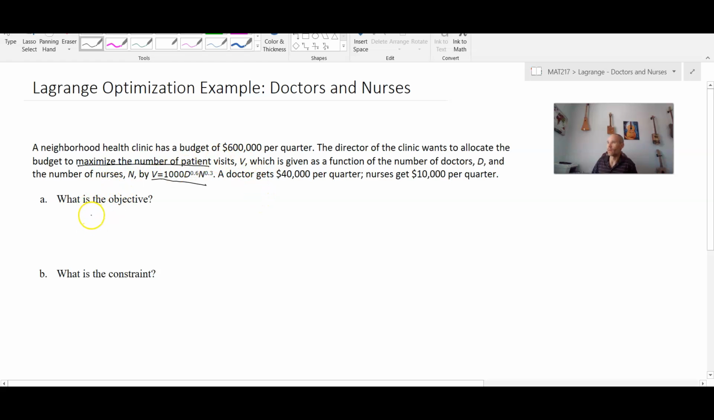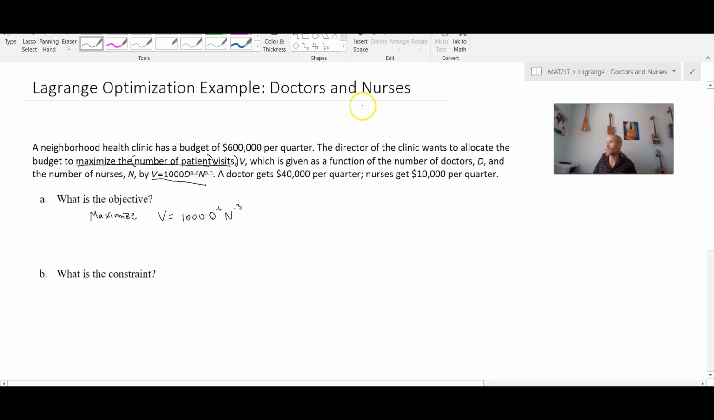So we'll write that out. We'll just go ahead and say maximize the patient visits. Now, the patient visits formula, or the number of patient visits, is given by this equation here. So we want to maximize V. We want to make V as big as possible, which is calculated by taking 1,000 times D to the 0.6 N to the 0.3.